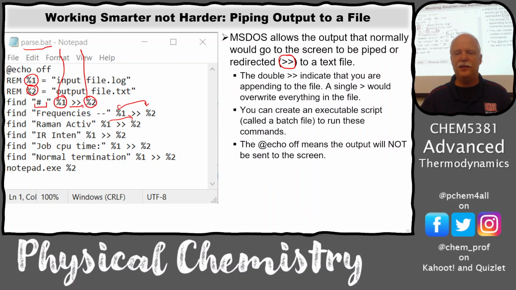The echo off just means it won't be sent to the screen at all. You could leave echo on and you could see it do all of that on the screen, and it would also send it to the file. So it would do both.